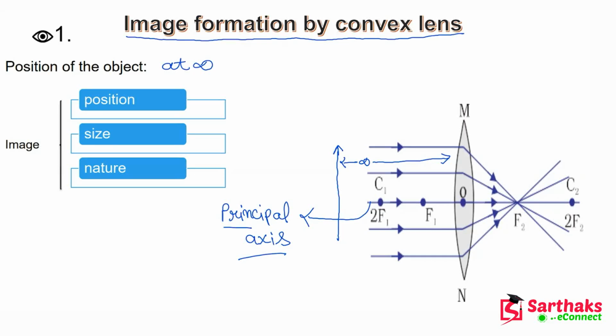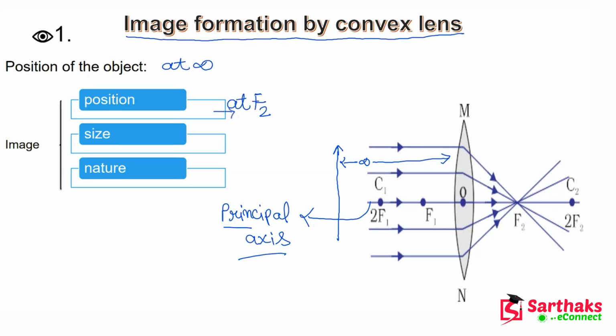So what will be the position of the image? When we discussed the concave mirror, I told you that where the rays meet, the image is formed at that point. Here the rays are meeting at F2, so our image will form at F2. I hope you got my point.